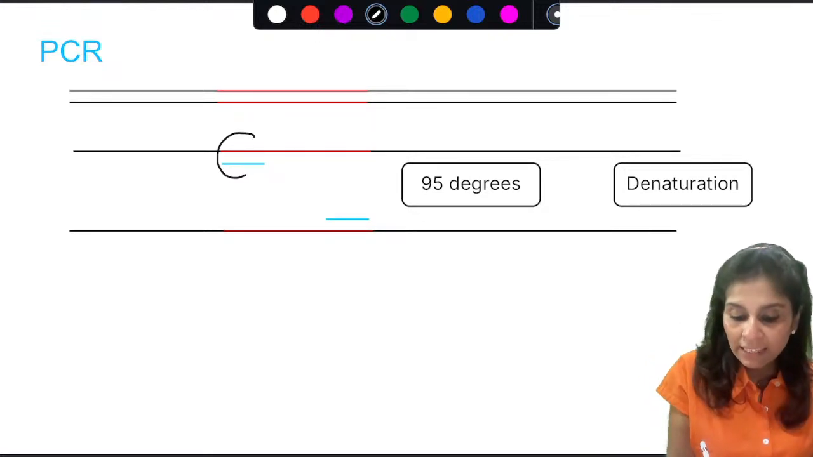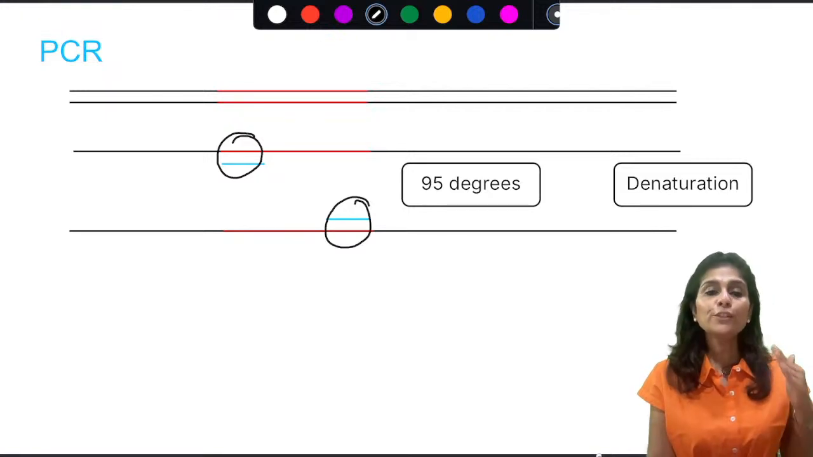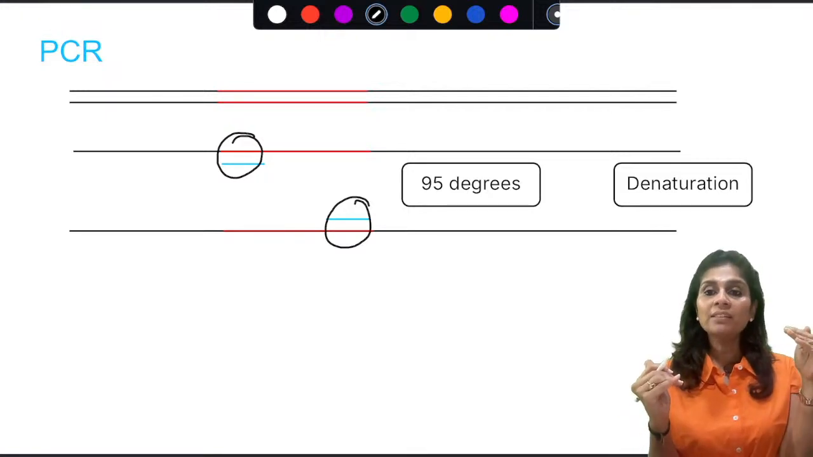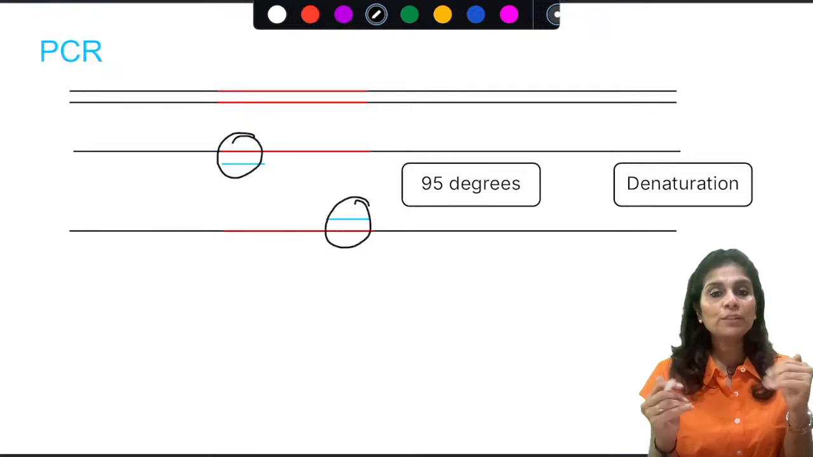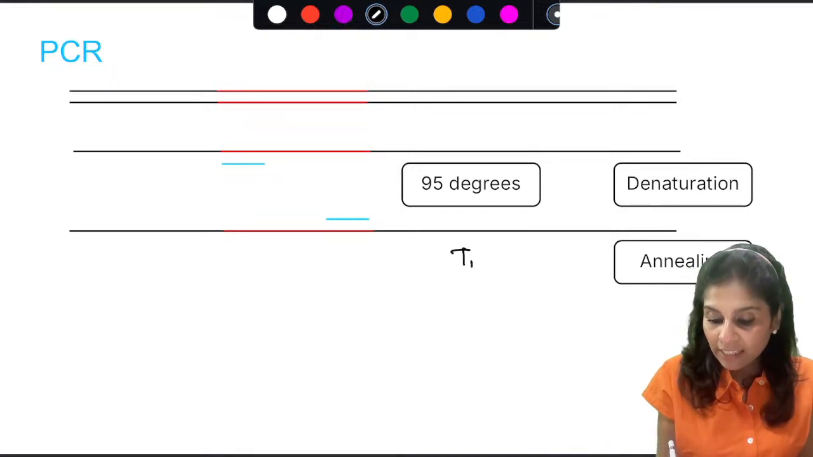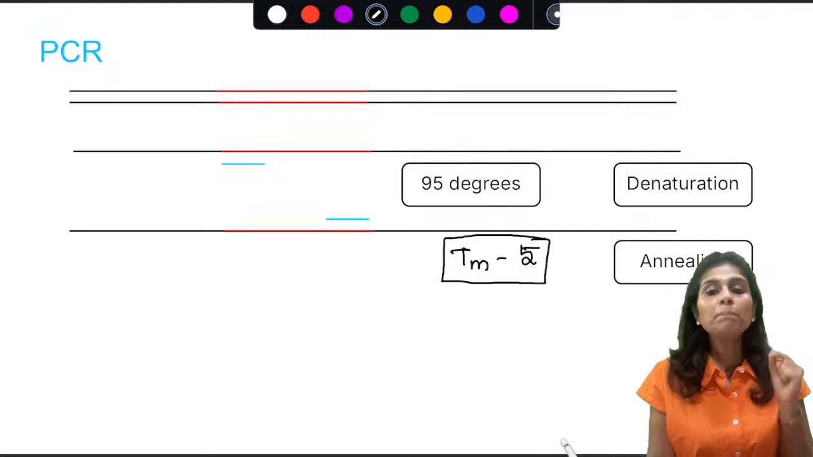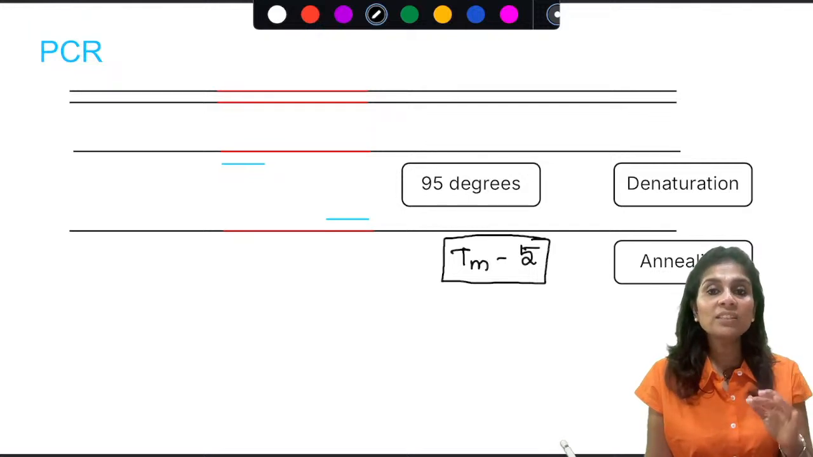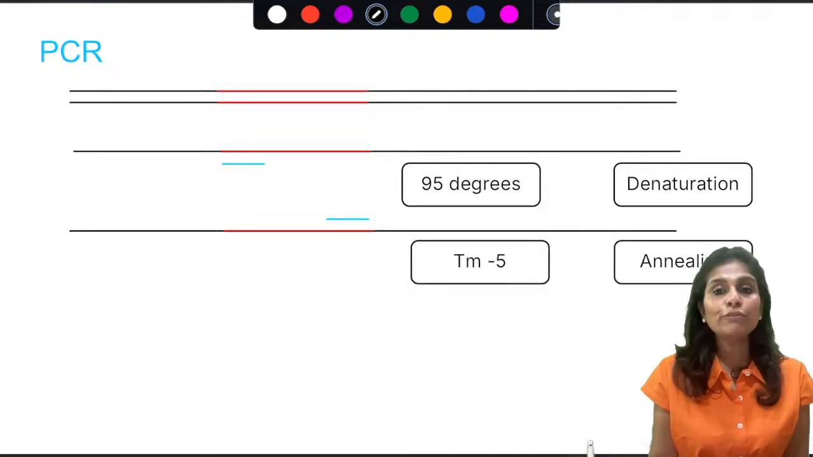What do I mean by flanking sequences? Terminal sequences of the desired fragment. So in the next step, I'm adding primers, and these primers are annealing to the flanking sequences. So this step is called the annealing step. So what should be the temperature of the annealing step? The temperature of the annealing step has to be optimal. It is 5 degrees less than the melting temperature of your primers. Please memorize it. Annealing temperature is variable because it is 5 degrees less than the melting temperature of your primers.